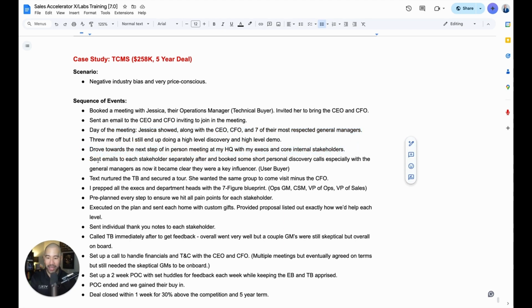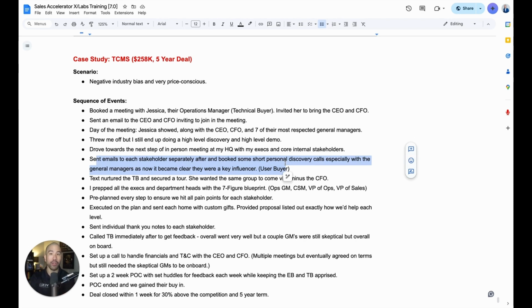I also sent emails to each stakeholder separately and booked some short discovery calls for each person, right? I spoke to the general managers because it was really key. They were a key influence. That was a big deal. As part of the process, it became very clear they had like 30 general managers, but they really wanted to make sure that these GMs, especially these loud-voiced ones, could influence the other GMs.